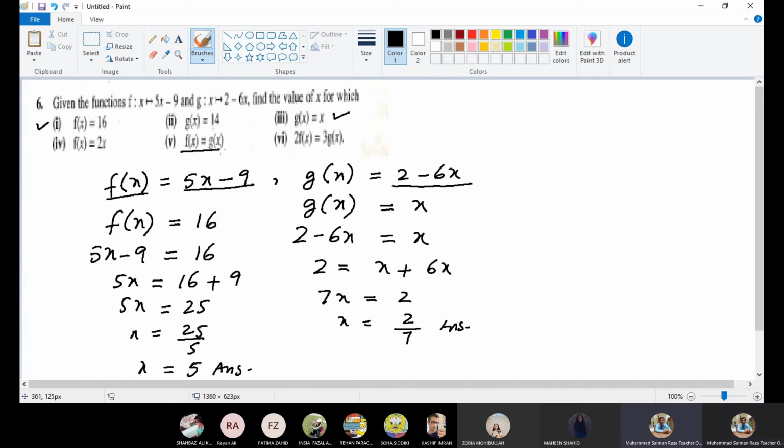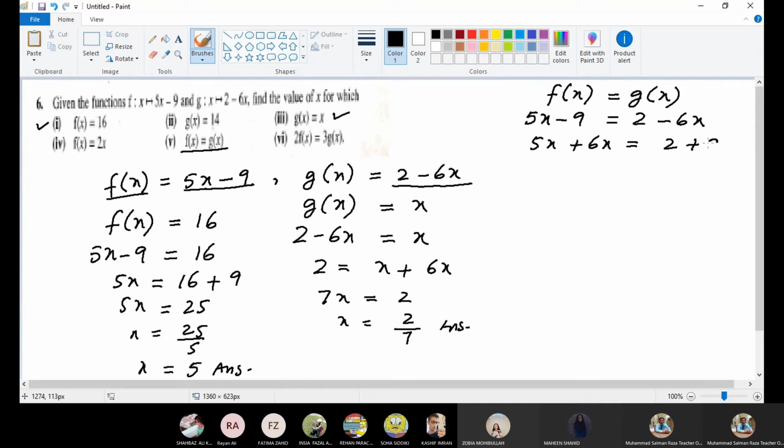When these type of questions happen, like f of x is equal to g of x, it means that you need to compare both the functions. So f of x is 5x minus 9 and g of x is 2 minus 6x. And now put x on one side and constants on the other side. And this is going to become 11x is equal to 11 and x is equal to 1 is the answer.